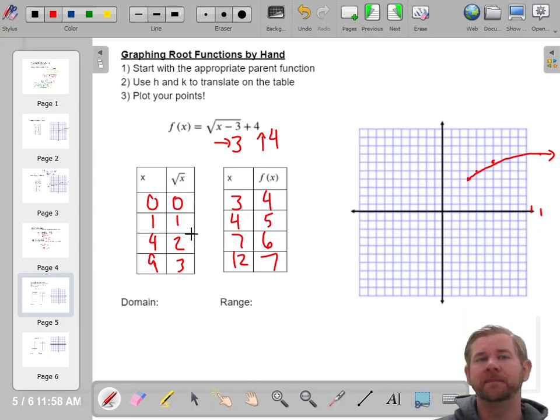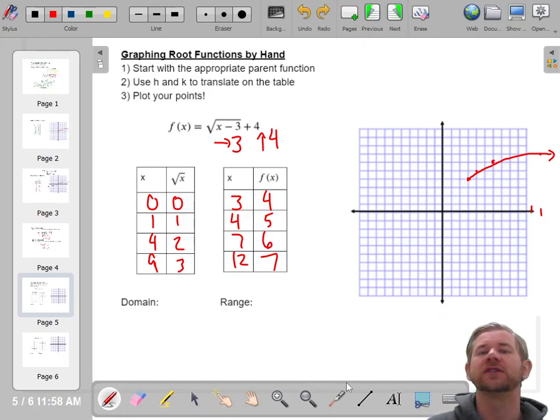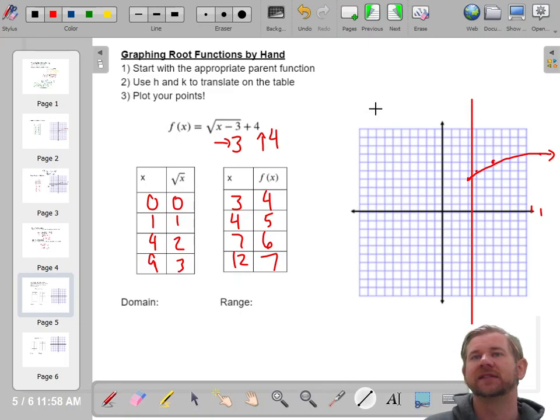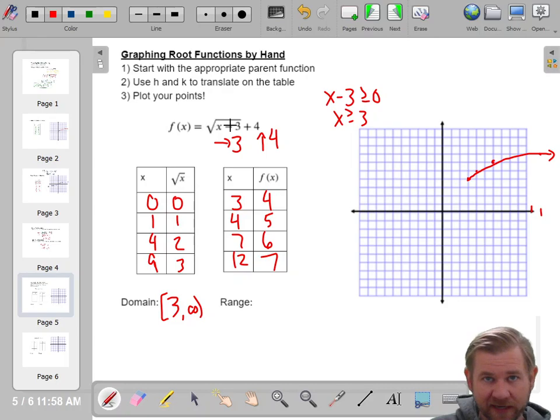The domain. Since we started with 0, you can't plug in -1 because the square root of -1 is imaginary. So the domain, the first x value here is when x is 3. You could just say x minus 3 has to be greater than or equal to 0, so the domain is 3 to infinity. The smallest x value is 3, and it goes forever to the right, and 3 works, so we use a bracket, because 3 minus 3 is 0.